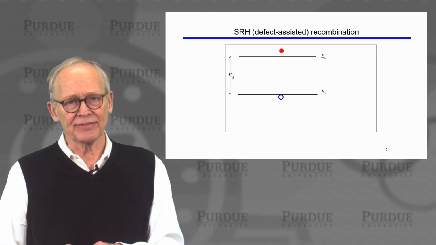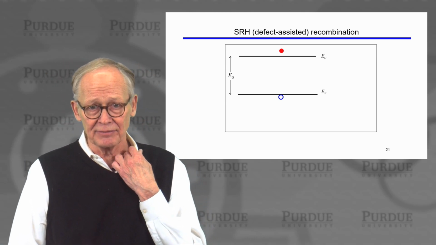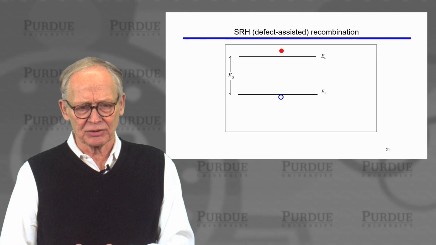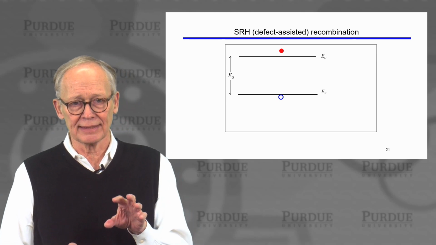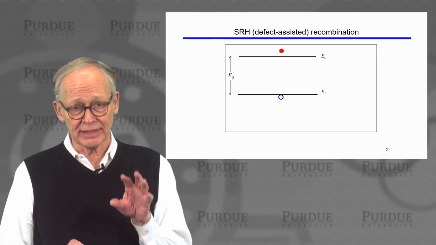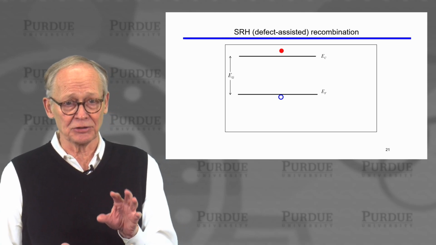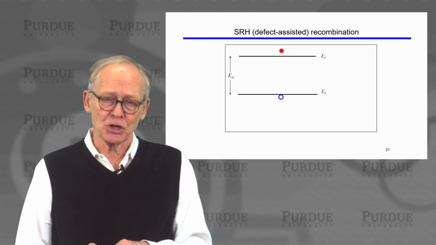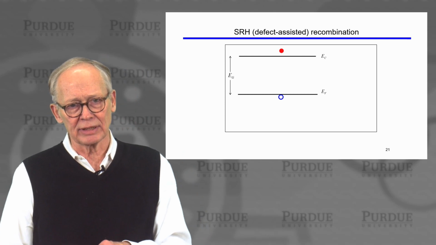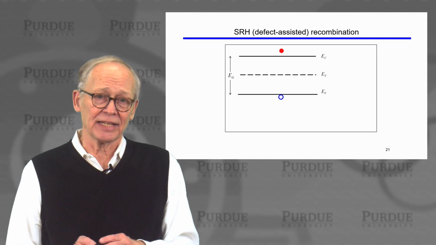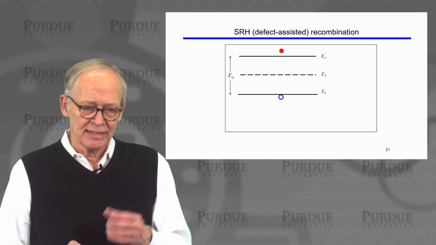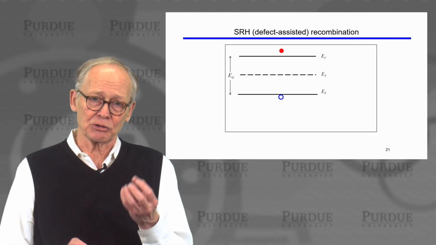Now, there are also defect-assisted processes that can be very important. These are often referred to as Shockley-Read-Hall processes after the three scientists who figured out how these processes work. So we have an electron in the conduction band, a hole in the valence band, but let's say we have some defect states in the middle of the band gap. These are states that are also frequently called traps.